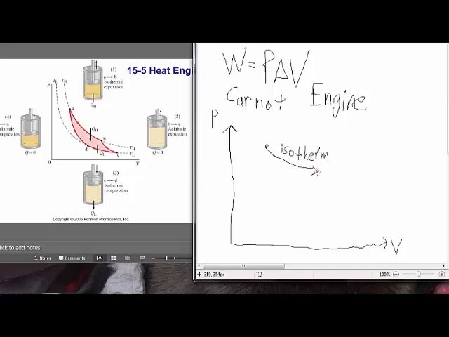The second of the 4 steps is a continuation of the expansion and continuing to drive the motion of the car or the train. But this is an adiabatic step, so I'm drawing an adiabat here. So during that second step, there was no heat exchange, so you'd want to somehow insulate the cylinder during that process.